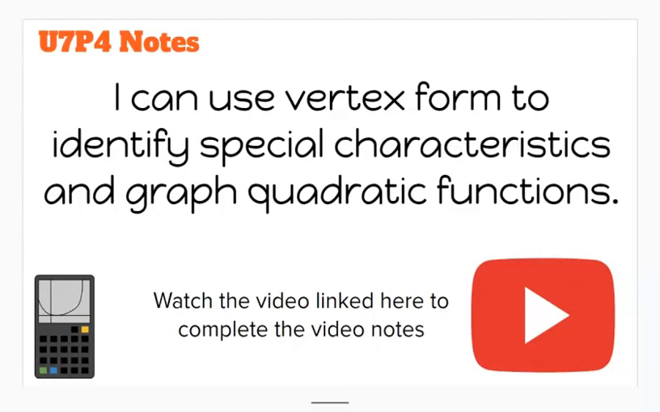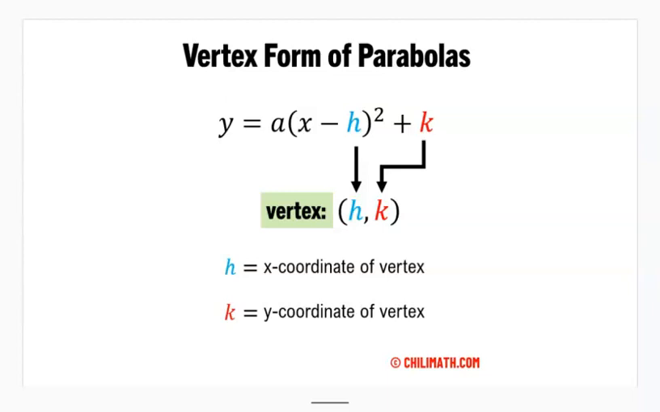Unit 7, Part 4 notes. I can use vertex form to identify special characteristics and graph quadratic functions. First off, vertex form of parabolas. So this is different from our standard form.